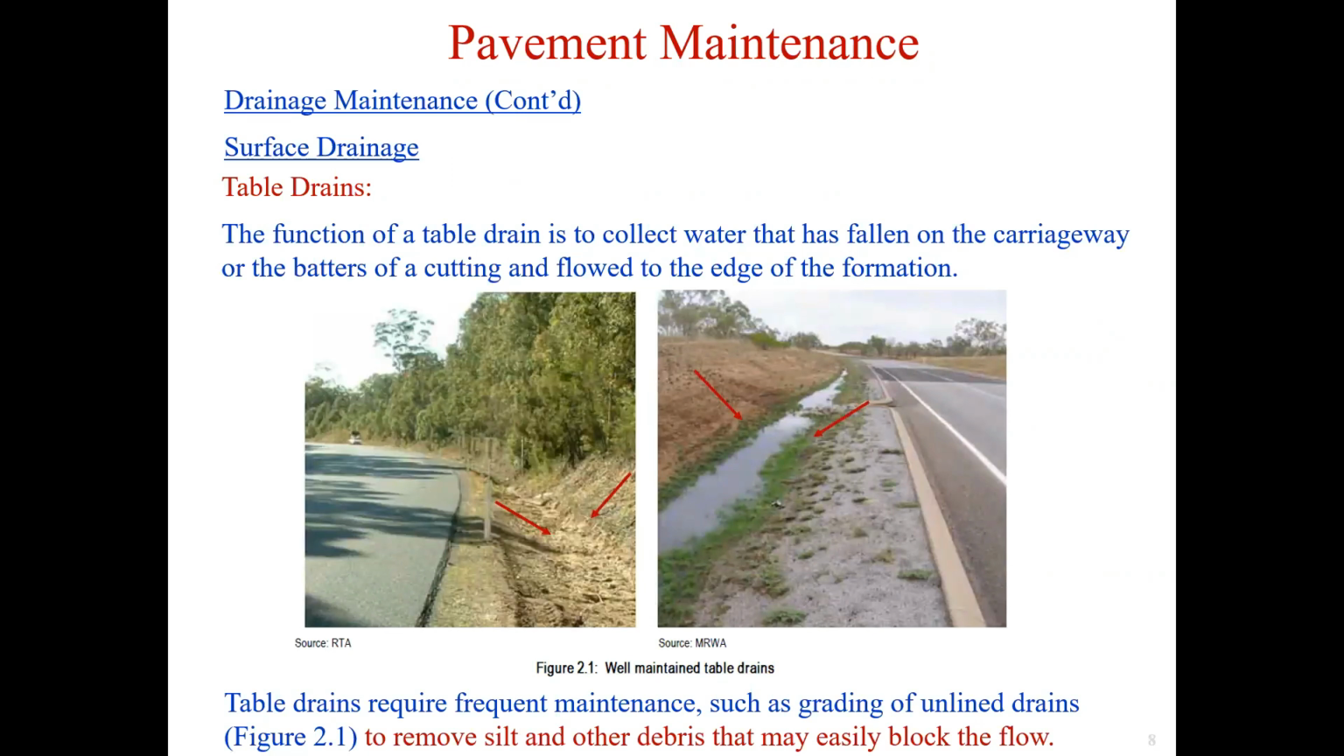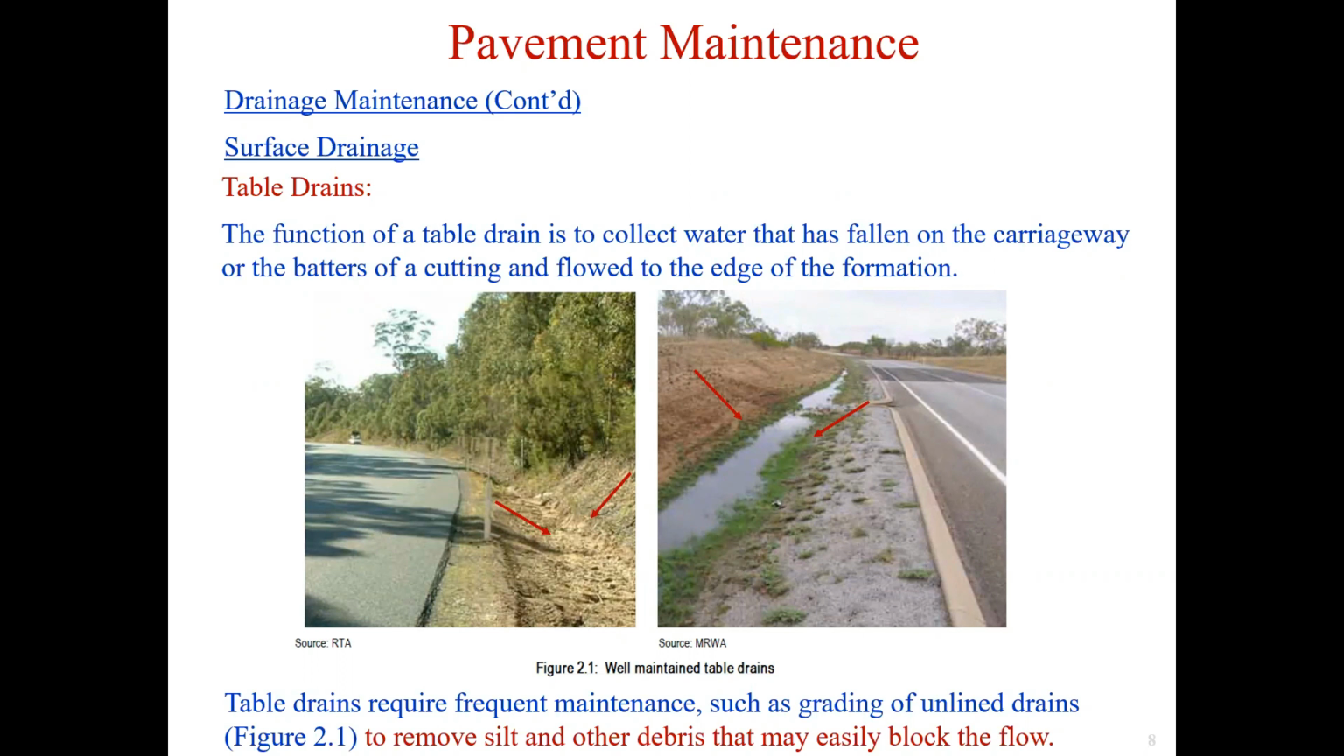The surface drainage is mainly table drains. The table drains mainly collect water that has fallen on the carriageway or the batters of a cutting and flowed to the edge of the formation. The table drains are essential wherever the road is in a cutting or flat terrain.